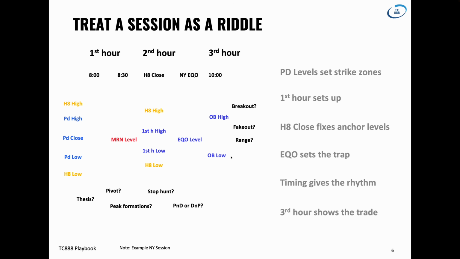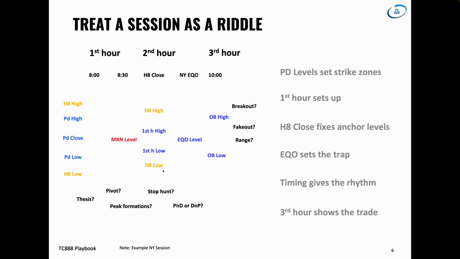You have all the information. You see the whole session, and then you have the chance to solve this riddle. Where's the trap? Where's the entry trap? What are they up to? Are you in the real move already? So as discussed, 8 hour fixes the anchor levels, equity open sets the trap, timing gives the rhythm, we will look at that, third hour shows the trade.